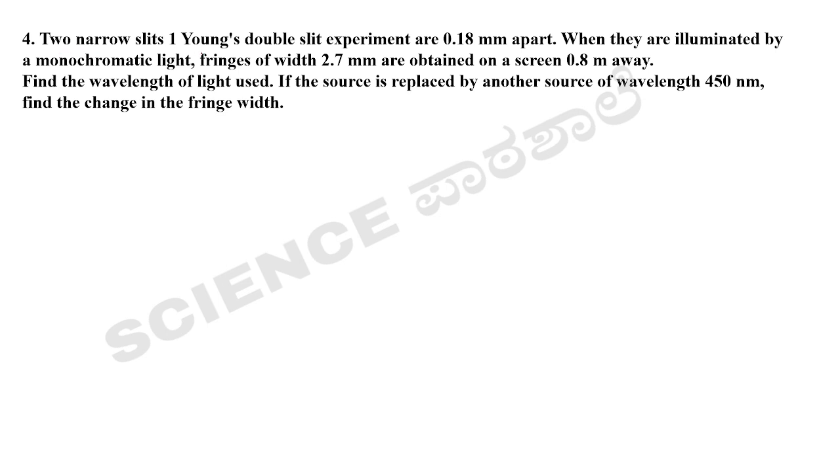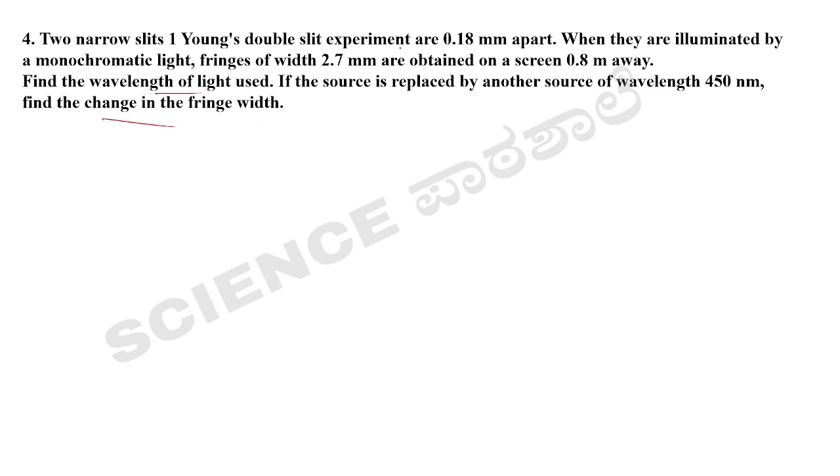Two narrow slits in Young's double slit experiment are 0.18 millimeter apart when they are illuminated by monochromatic light. Fringes of width 2.7 mm are obtained on a screen 0.8 meter away. Find the wavelength of light used. If the source is replaced by another source of wavelength 450 nanometer, find the change in fringe width. First write down the given data.